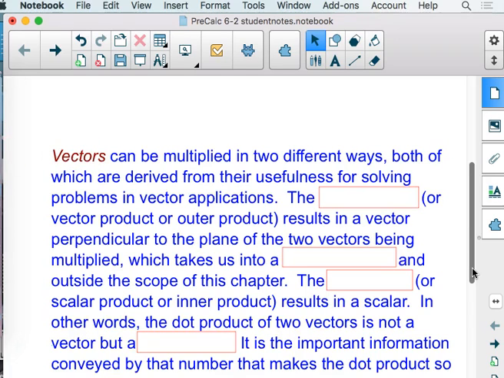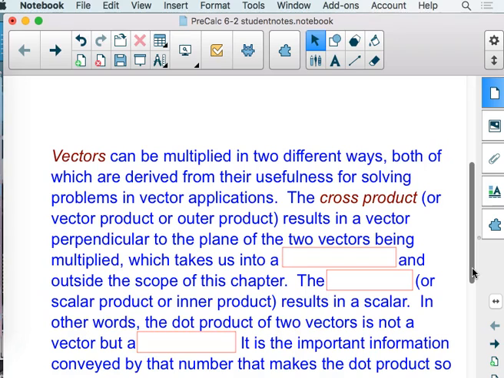So vectors can be multiplied in two different ways. One we already talked about, scalars. If you need to change the magnitude, you change it by multiplying by a scalar of some type. Both of which are derived from their usefulness for solving problems in vector applications. Cross product, or vector product, also called outer product, but there aren't enough names for that, results in a vector perpendicular to the plane of the two vectors that are being multiplied. They're making that sound much harder than it is.